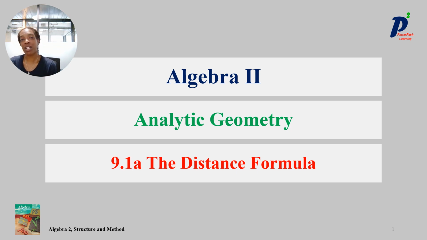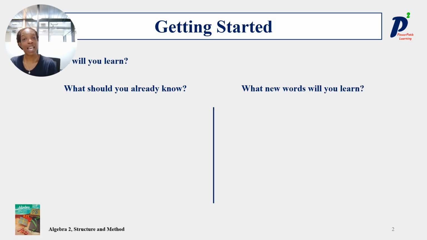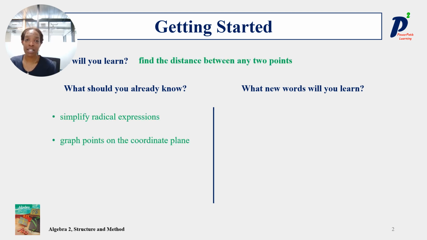This lesson is written on Chapter 9, Section 1A, the distance formula. So today you're going to learn how to find the distance between any 2 points. Before you start the lesson, you should know how to simplify radical expressions and graph points in the coordinate plane. Let's get started.